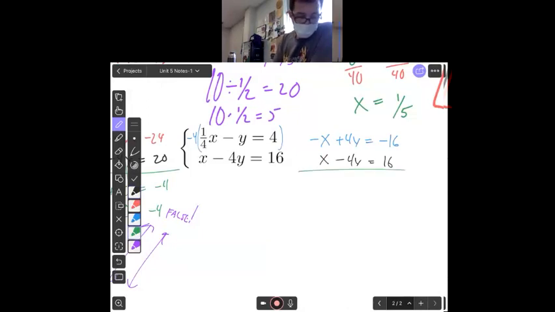Again, it's a special case because you should notice that both variables are going to cancel again. So on the left side, we get 0 plus 0. On the right side, we also get 0. Those cancel. 0 equals 0, which is, of course, true.